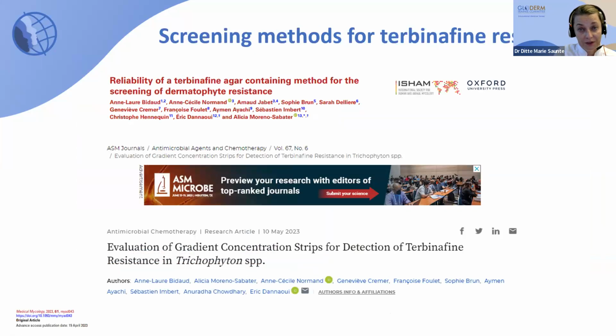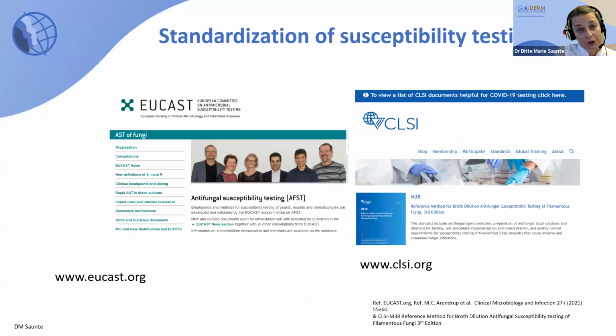There are a lot of different screening methods too. Some of them are mentioned here to screen for terbinafine resistance. The thing is that there are only two standardized susceptibility testing methods. One is published by EUCAST, the European Committee on Antimicrobial Susceptibility Testing, and one is located in the US, the Clinical and Laboratory Standards Institute. These are the only standardized methods.